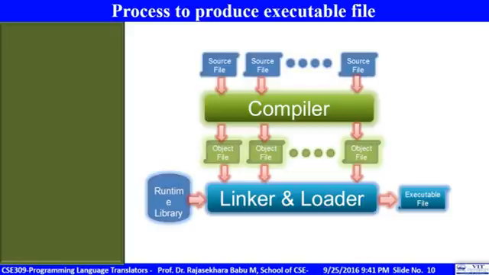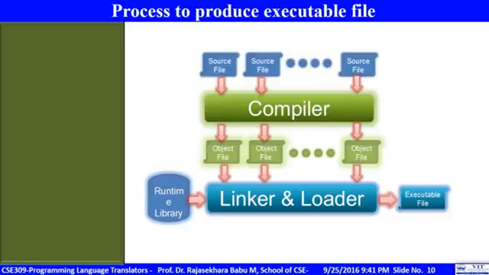Before loading, it will estimate how much memory is required for a particular program: how many variables, how many subroutines are there. By looking into its header file, it will estimate the amount of memory required, then allocate that much memory, and finally execute the exe file. This is what happens for the production of the execution file.